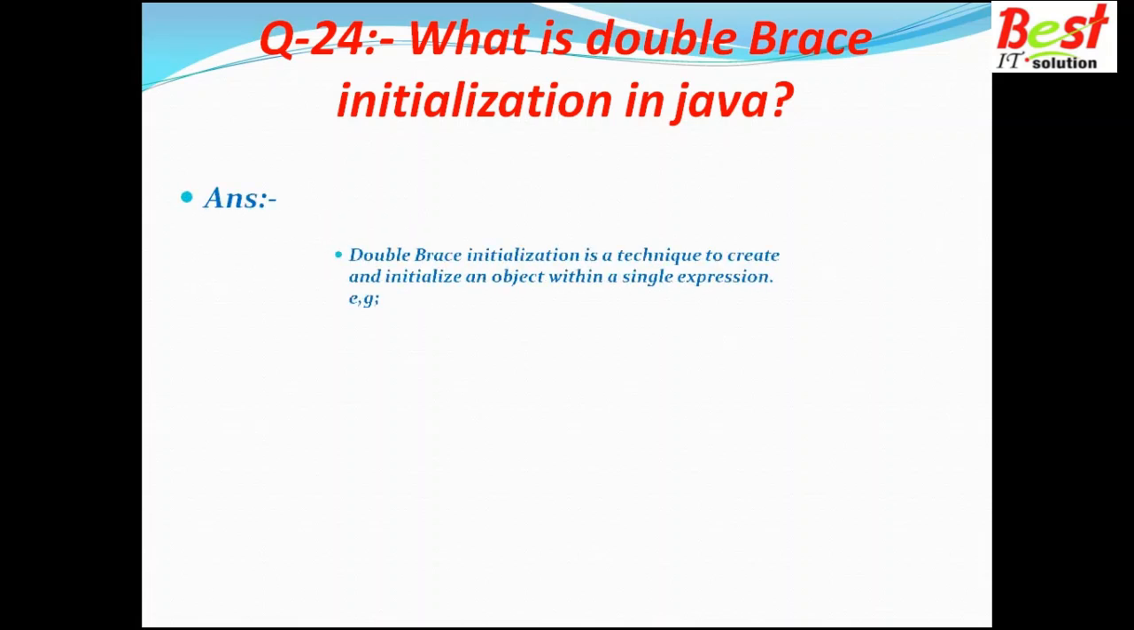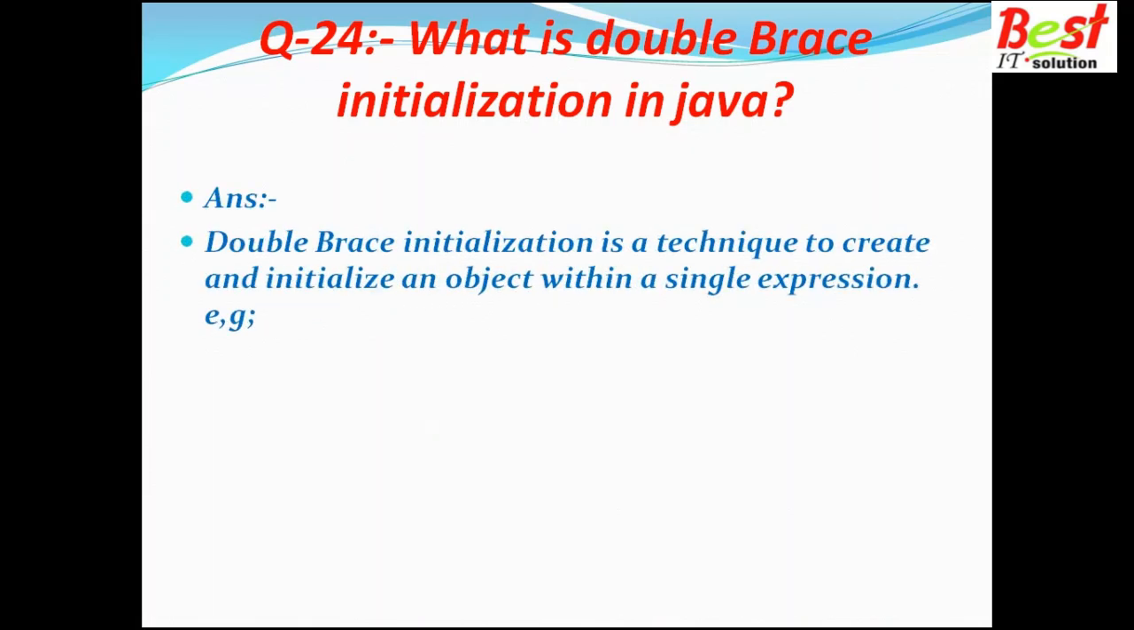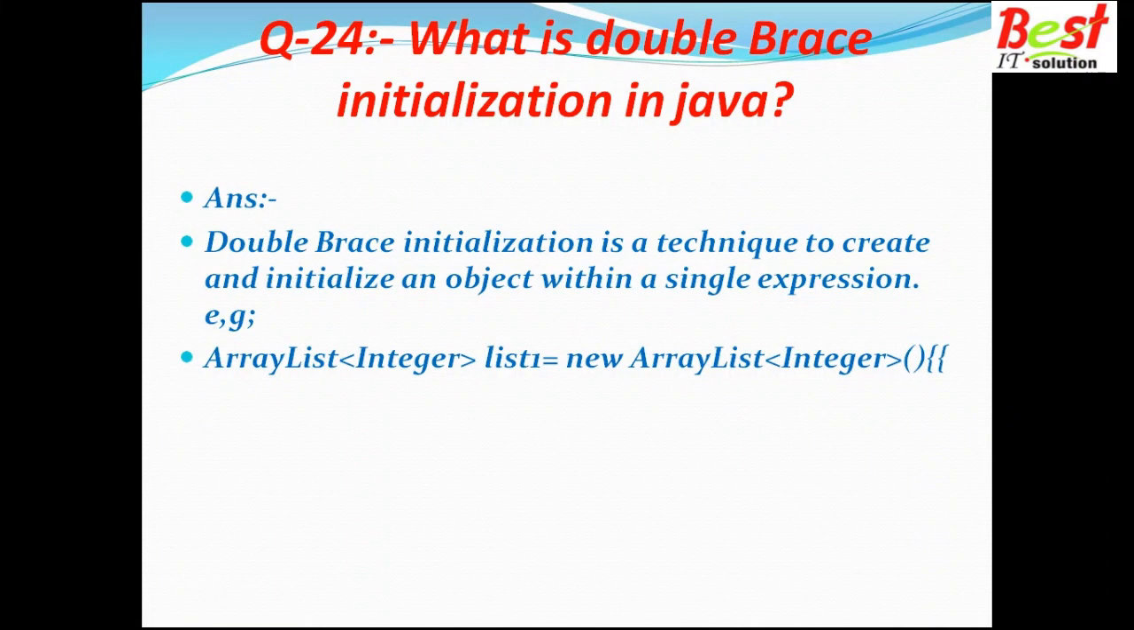What is double brace initialization in Java? Double brace initialization is a technique to create and initialize an object within a single expression. Suppose this is an ArrayList of Integer, list1 = new ArrayList. Now we can directly initialize it with the double brace: add 1, add 2, add 3, and close the double brace. In this way we can initialize the ArrayList during its creation.